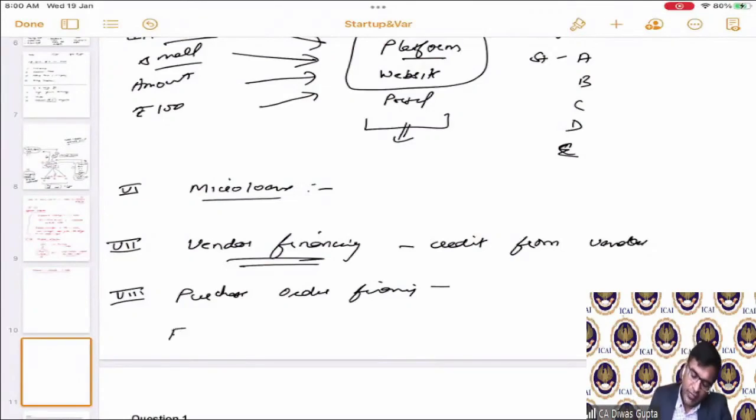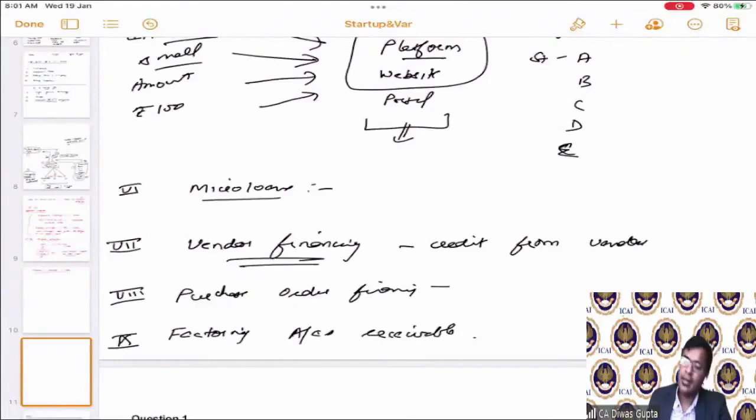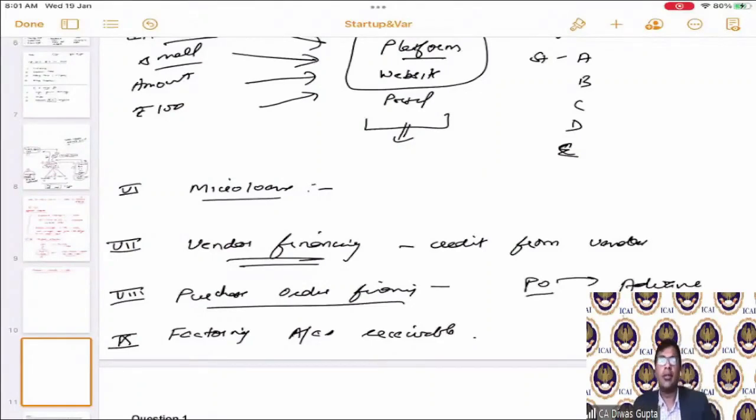Then the last part is already factoring that we have already studied. Factoring accounts receivable. Simple. So basically, PO financing is, let's say we give a PO, against that PO, we also give an advance to carry out the execution of that particular PO. Okay, students.